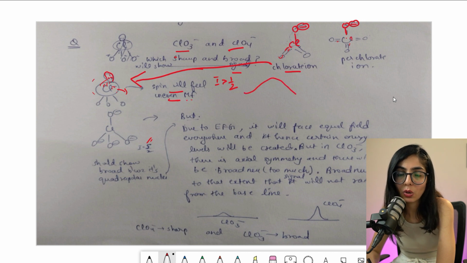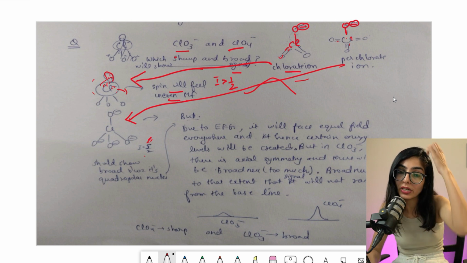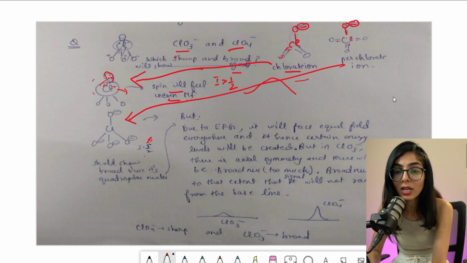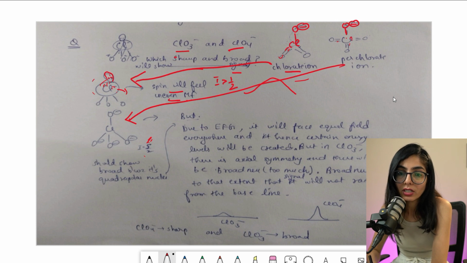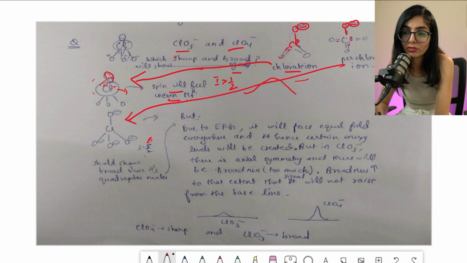But in case of perchlorate ion, what happened? It should also show broad signal, because it also has quadrupolar spin. It should give broad only, but it will give sharp, because everywhere the lone pair is removed. Fine. Now this extra oxygen has taken place, and due to EFG, electric field gradient, it will face equal magnetic field everywhere. You can see it will face equal field, and hence certain energy levels will be created.